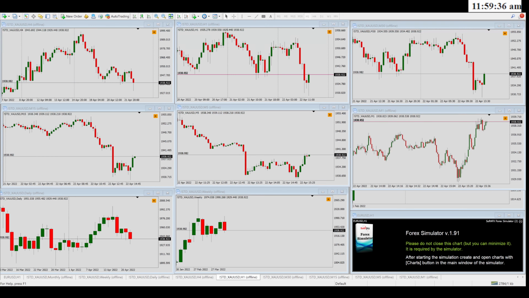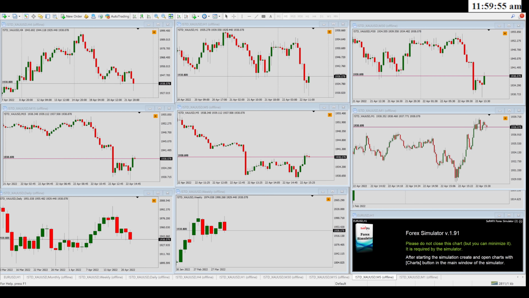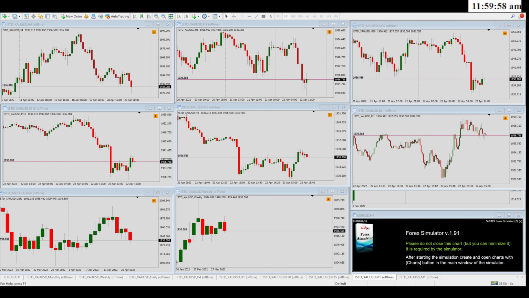The M15 candle has closed bullish, and as the H1 candle has rejected around 100 pips from the bottom, I am anticipating that we will get a retest of the 1936 area before moving in the buy direction. So I will be waiting for that retest.